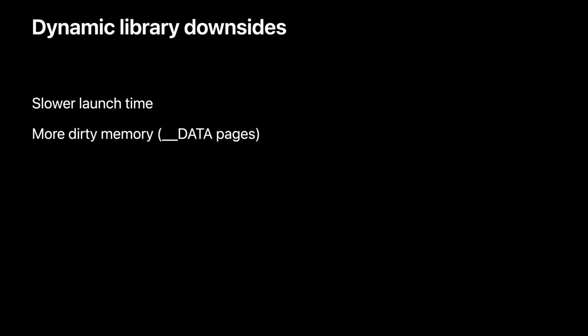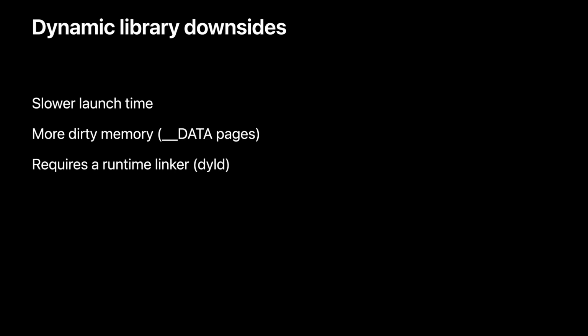Second, a dynamic library-based program will have more dirty pages. In the static library case, the linker could co-locate all globals from all static libraries into the same data pages in the main executable. But with dylibs, each library has its own data page.